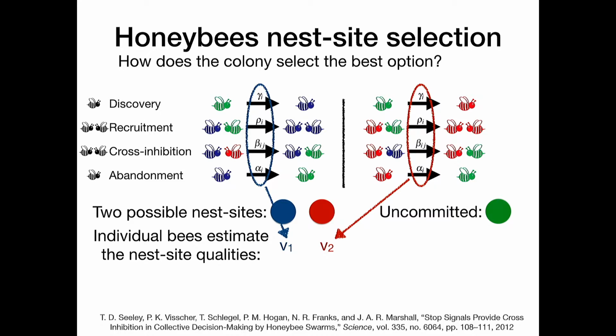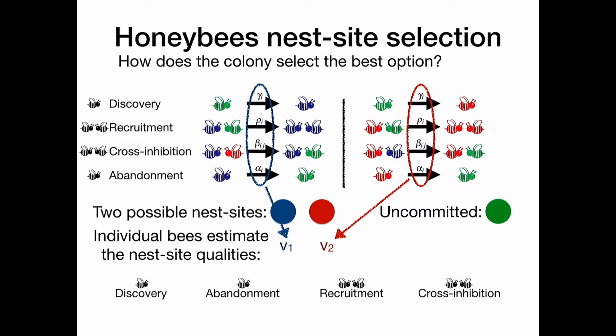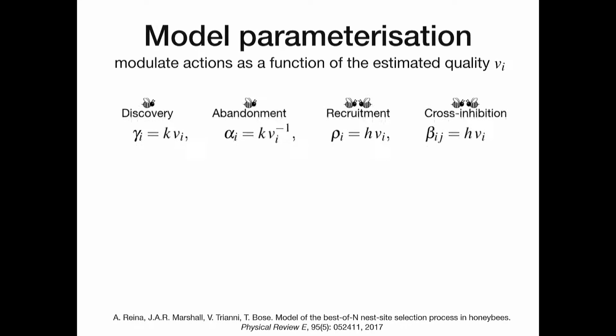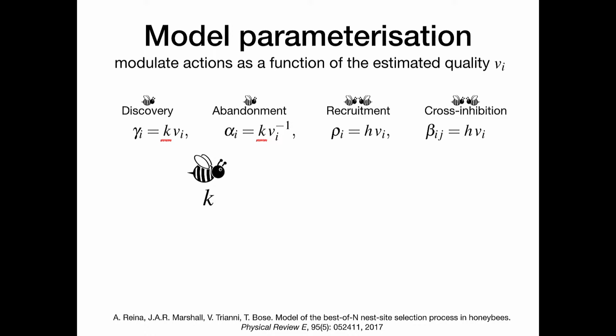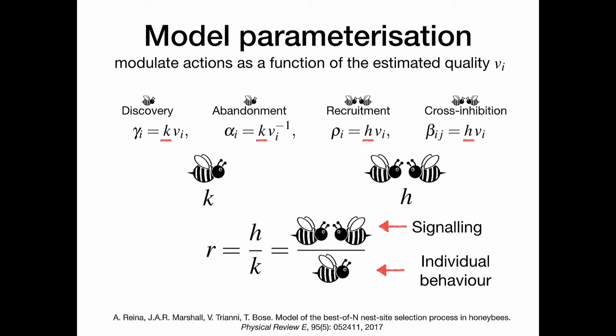The idea here is to parameterize, that is, write all these rates as a function of the quality Vi. This is the parameterization proposed, in which everything depends on Vi, and we introduce two terms: the term K, which modulates the frequency of individual action, and the term H, which modulates the frequency of signaling. So we can study our system through this ratio of signaling over individual behavior with a single parameter.